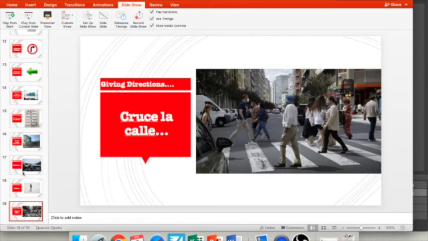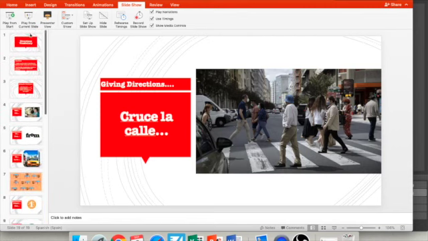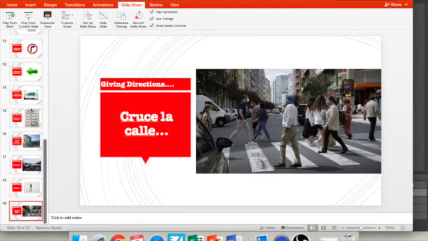Now, this obviously is just a very quick introduction to this directions vocabulary, but you have your Quizlet that you're going to be studying as well. Next, we're going to take a look at some things you're going to have to do this week.